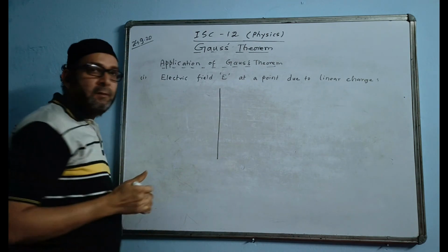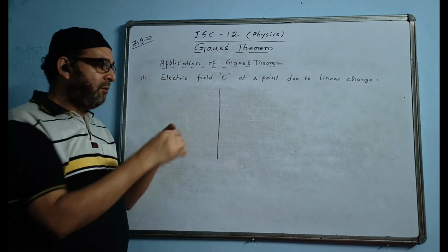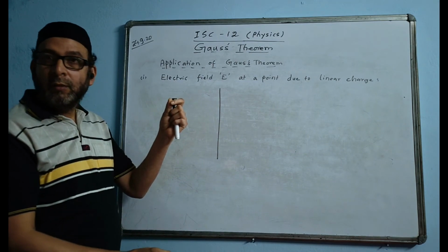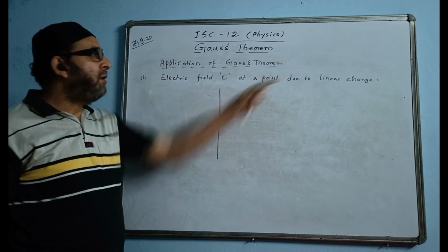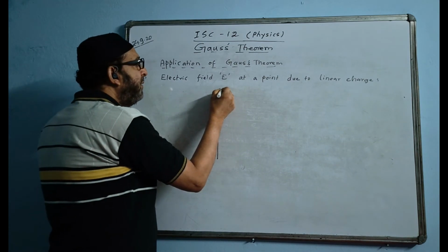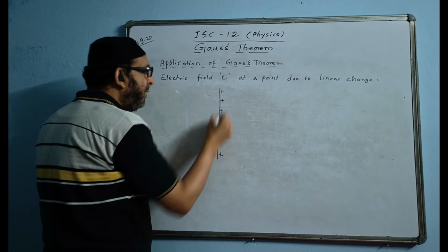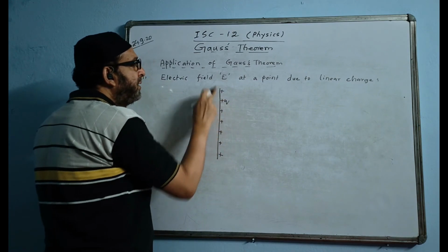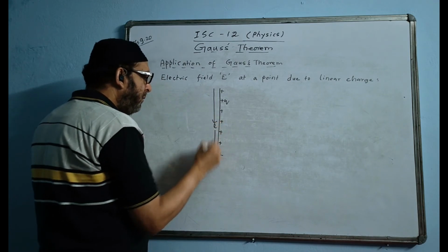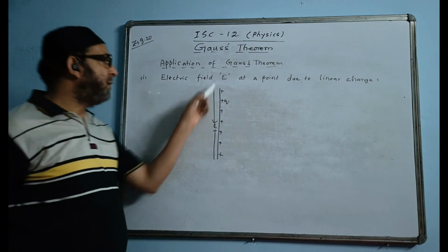Like we'll take a long glass rod, a thin glass rod, thin but long. That is called a linearly charged conductor. So on this linearly charged conductor, charges will be given like this. You can give positive charge or negative charge. I'll give positive charge everywhere. And total charge Q is given, distributed over the entire length. Let us take the length of this linearly charged conductor as L.